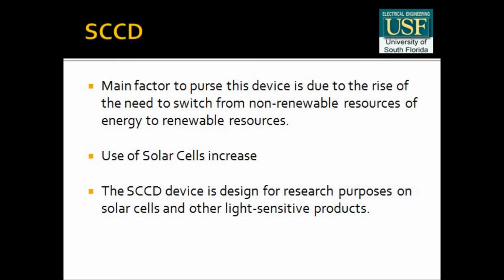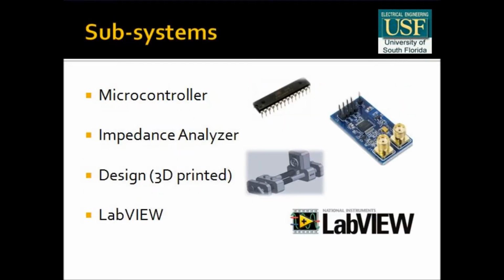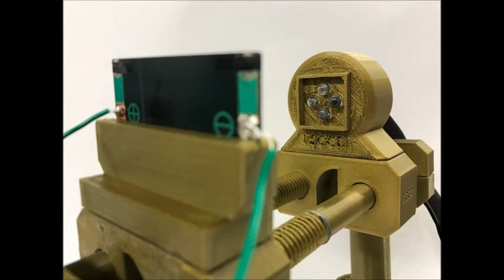The device is modeled based on the already existing models of a solar cell device and has 4 subsystems, which are the microcontroller, the impedance analyzer module, the LabVIEW interface, and the 3D hardware design. The main purpose of it is to characterize a given solar cell sample by obtaining descriptive readings from said sample that will be provided through the use of LEDs and the 4 subsystems working together.